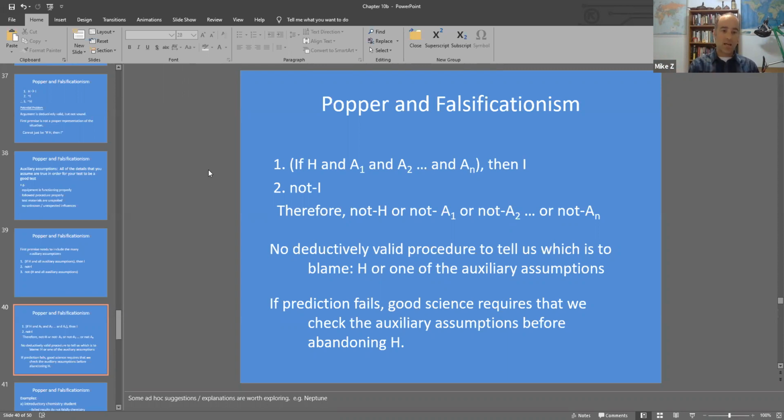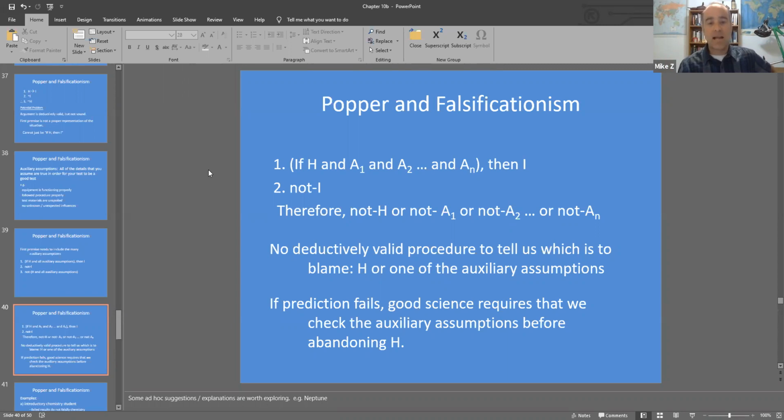So they ran through the calculations and said, well, if there is this other planet that exists that's pulling on Uranus in just the right way to cause the deviation from what's expected, then that planet should be right about there in the sky. So they turned their telescopes to that point in the sky and they found Neptune. So they actually discovered a major gas giant through this method by checking the auxiliary assumptions rather than just abandoning the Newtonian theory because of this one negative result.